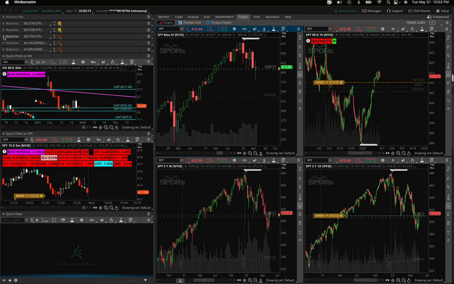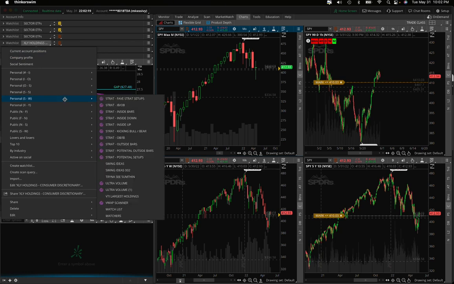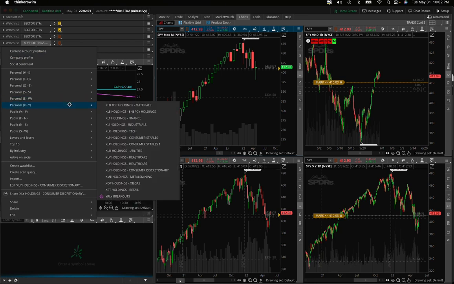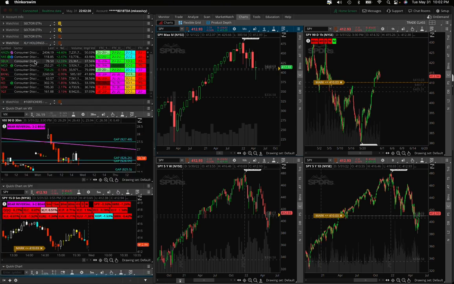So we can close this and then basically just go to personal. These are our own private watch lists. Then I'll go down to XLY, and I'll open it up. So we can see that Amazon and Nike were the top two movers. Lowe's and Target were the bottom two laggards.